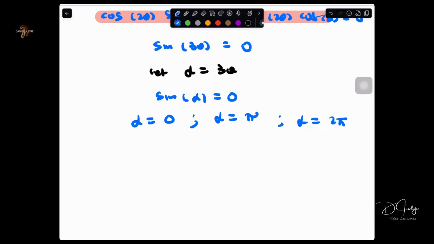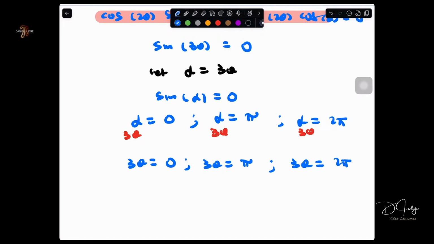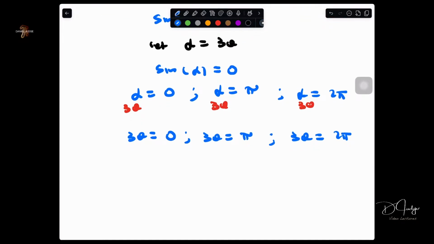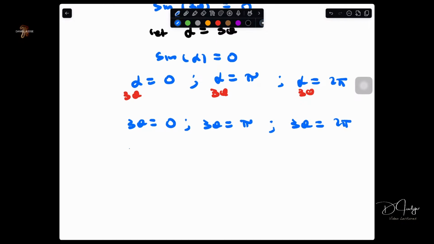Okay, so that's for your sine curve. But again, don't forget, this is really 3 theta. So what that means now is 3 theta is 0, 3 theta is pi, and 3 theta is 2 pi. Now this means theta is 0, theta is pi over 3, and theta would be 2 pi over 3.